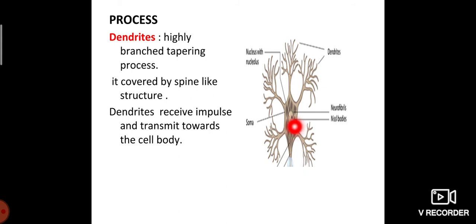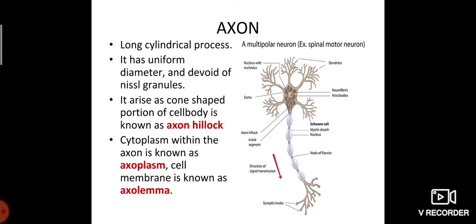So it carries impulse towards the cell body. Now look at the axon. Axons are long cylindrical processes. It has a uniform diameter and is devoid of Nissl's granules. We know Nissl's granules are nothing but the endoplasmic reticulum present inside the cytoplasm or the neuroplasm of the cell body, which extends into the dendrite but not into the axon.